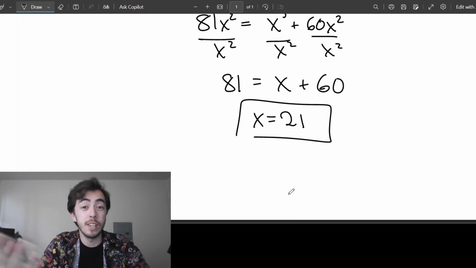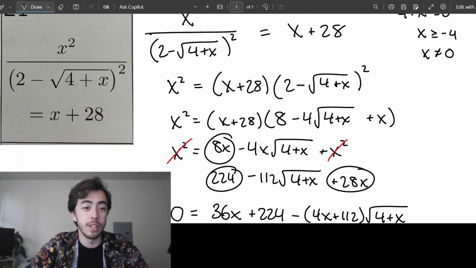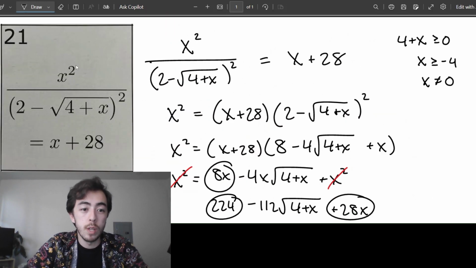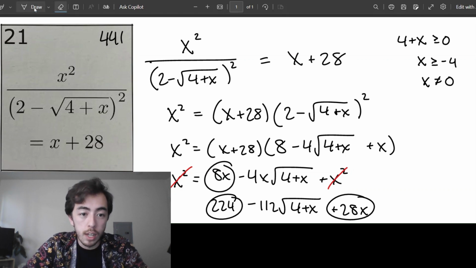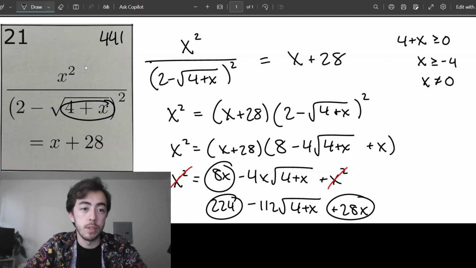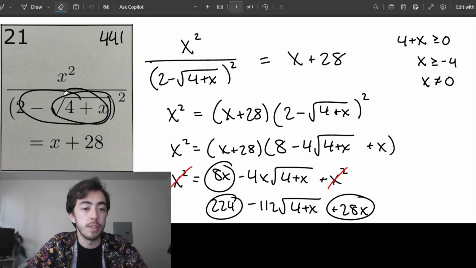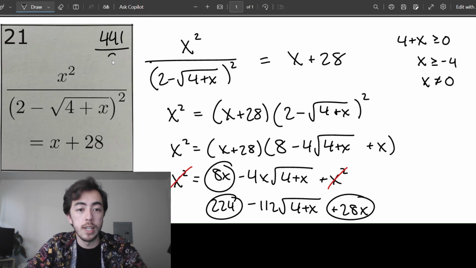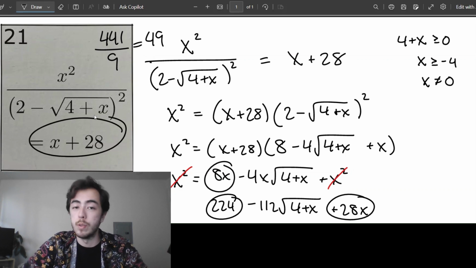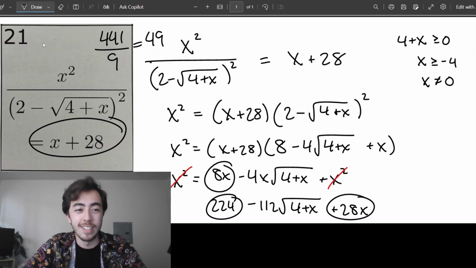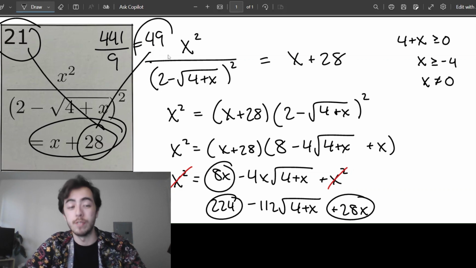And then here it's very clear to me that we do indeed get 21. Okay, so let's actually see if it works, right? Because we didn't plug it in or anything. We didn't try. 21 squared in the numerator creates 441. A 21 right here plus 4 makes it 25. When we square root that, we get 5. 2 minus 5 is negative 3. And then finally squaring that, we get 9. And so 441 divided by 9 is 49. And so we should just check that x plus 28 is also 49. And yes, indeed, 21 plus 28 gives us 49.